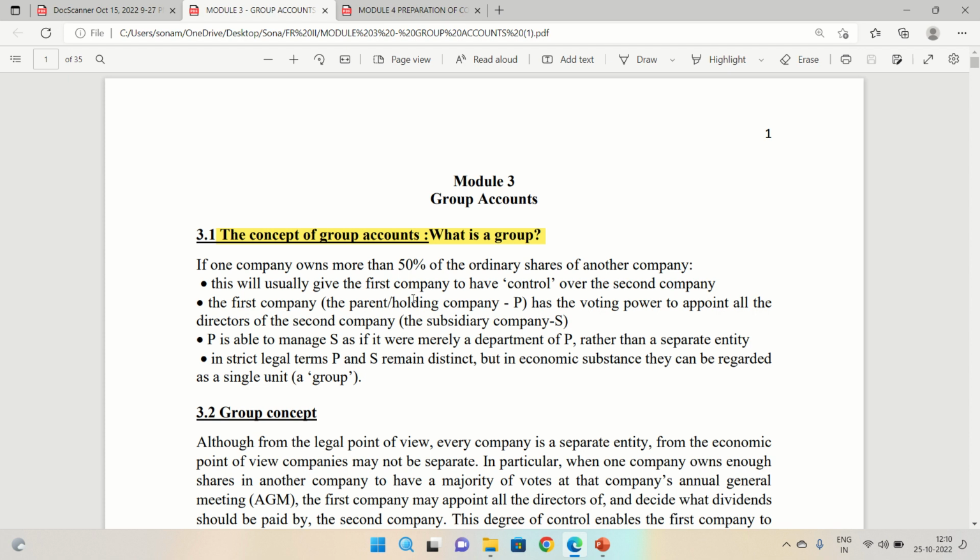And the last point, but this is the most important point that you should keep in mind: in legal terms, parent company and subsidiary company remain distinct. That means they are two individual entities who prepare their own individual financial statements. But in economic substance, they can be regarded as a single unit or a group. In legal terms, parent company as well as subsidiary company has separate existence, but in economic substance, they can be regarded as a single unit which is known as a group.